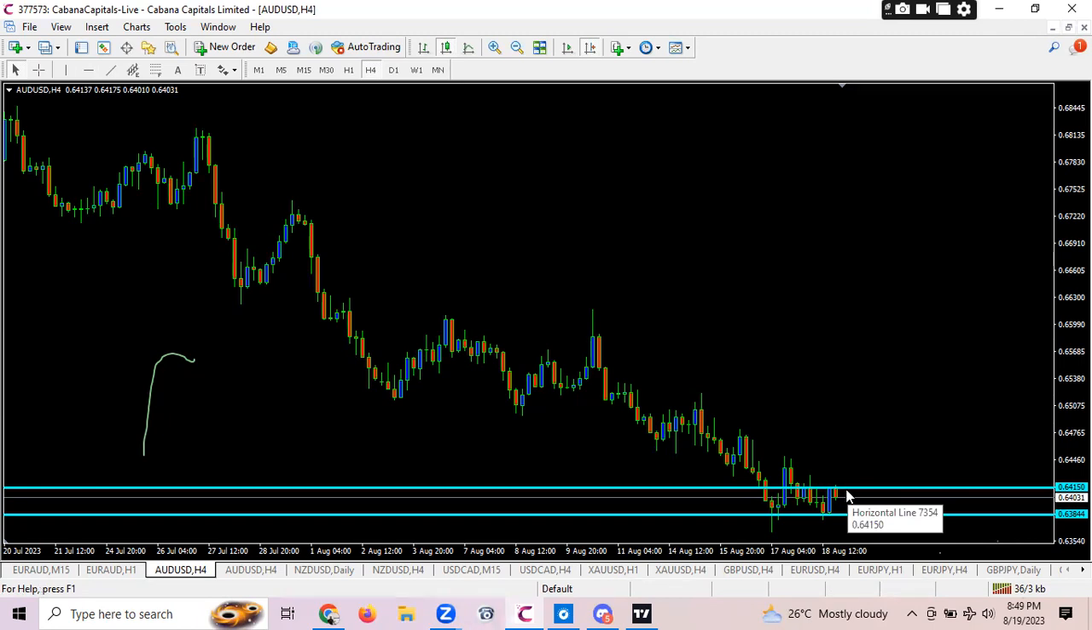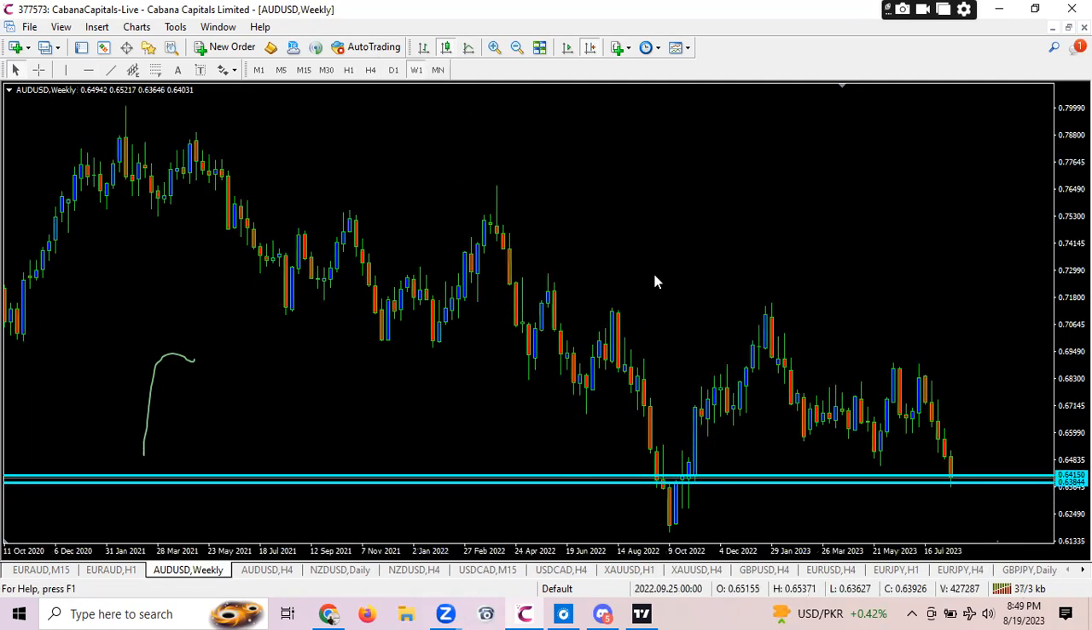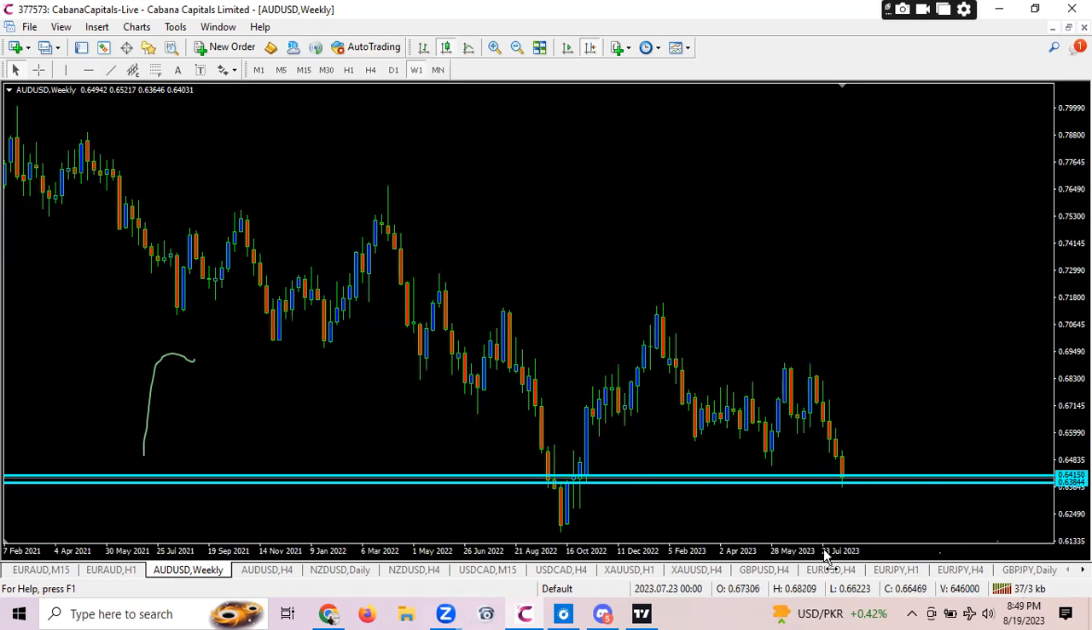Okay, if you don't want to wait for Monday candle to close bullish before you execute buy on Tuesday, ensure that a 4-hour candle closes above this resistance level before you buy. That's my take on Australian dollar USD. We could also get the pivot point of weekly candle.